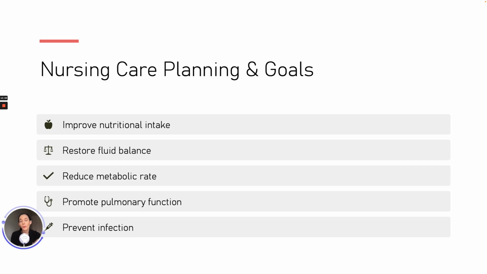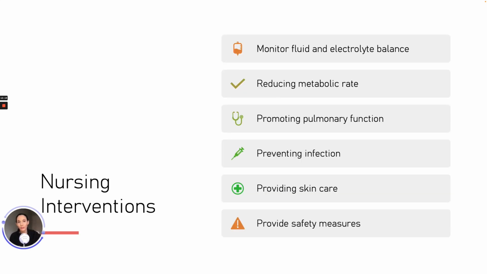Nursing care plan goals, so we want to improve nutritional intake, restore fluid balance, reduce metabolic rate, promote pulmonary function, and prevent infection. Nursing interventions, we want to monitor fluid and electrolyte imbalances. We want to reduce metabolic rate, so bed rest is encouraged and fever and infection are prevented or treated promptly. We want to promote pulmonary function, so we will assist the patient to turn, cough, and take a deep breath. We want to prevent respiratory tract infections. We want to prevent infection, so aseptic technique.